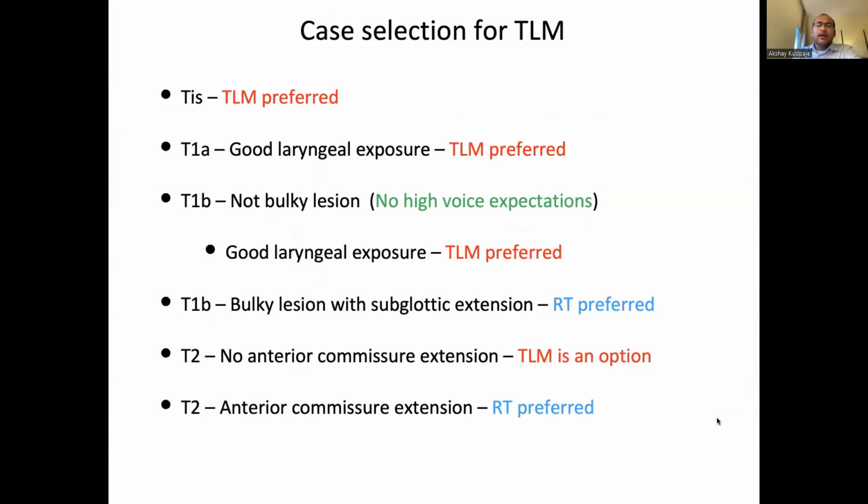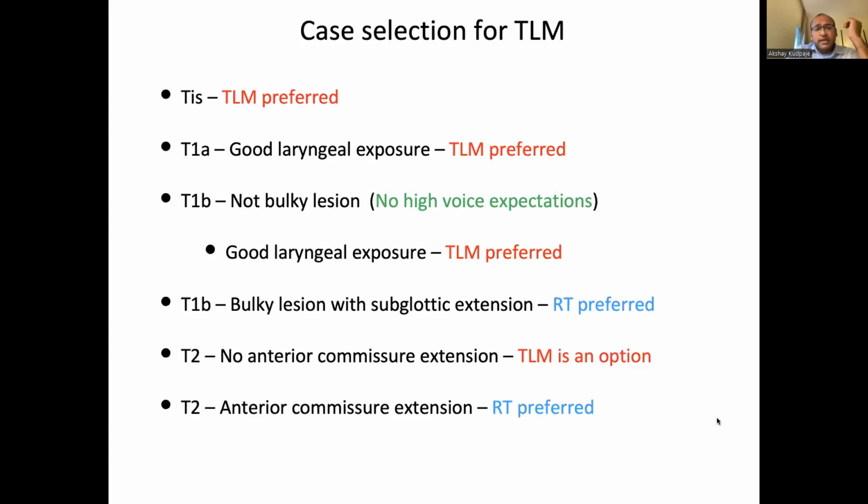So finally, to conclude, I would summarize by telling that for a TIS, the carcinoma in situ lesions of the vocal cord, transoral laser surgery is a preferred option. For a T1A, that is lesion limited to the free edge of the vocal cord, if there is a good exposure on suspension laryngoscopy, again, transoral laser surgery is preferred.